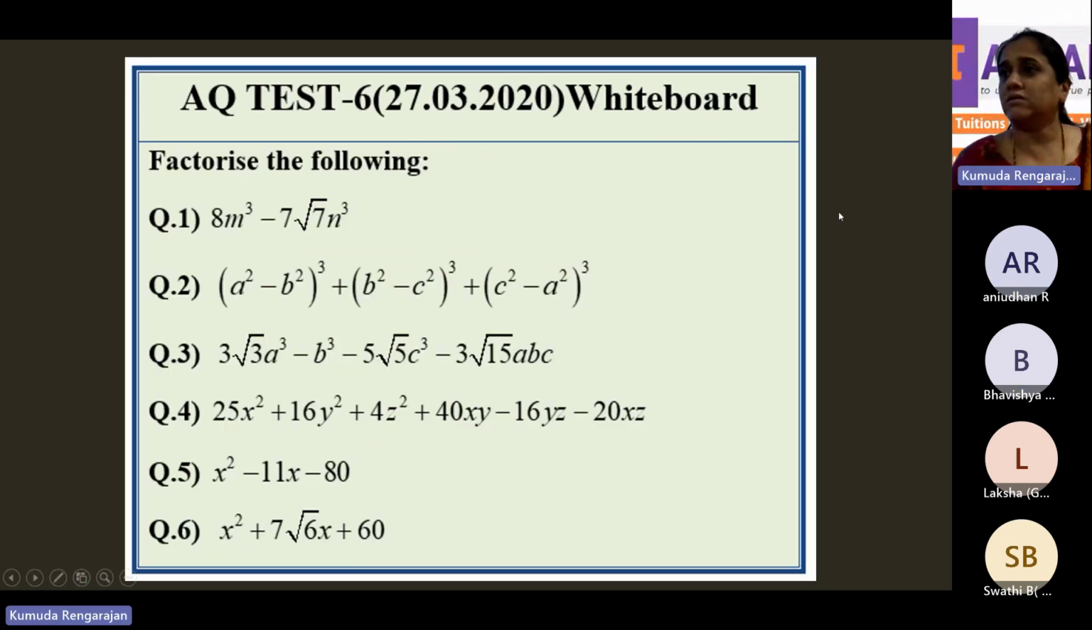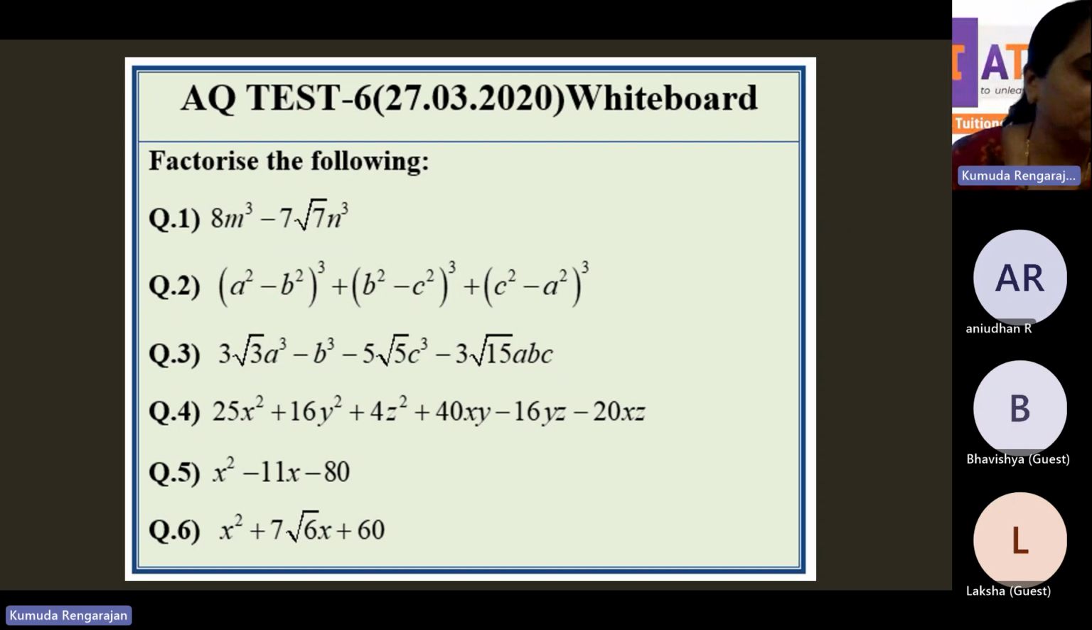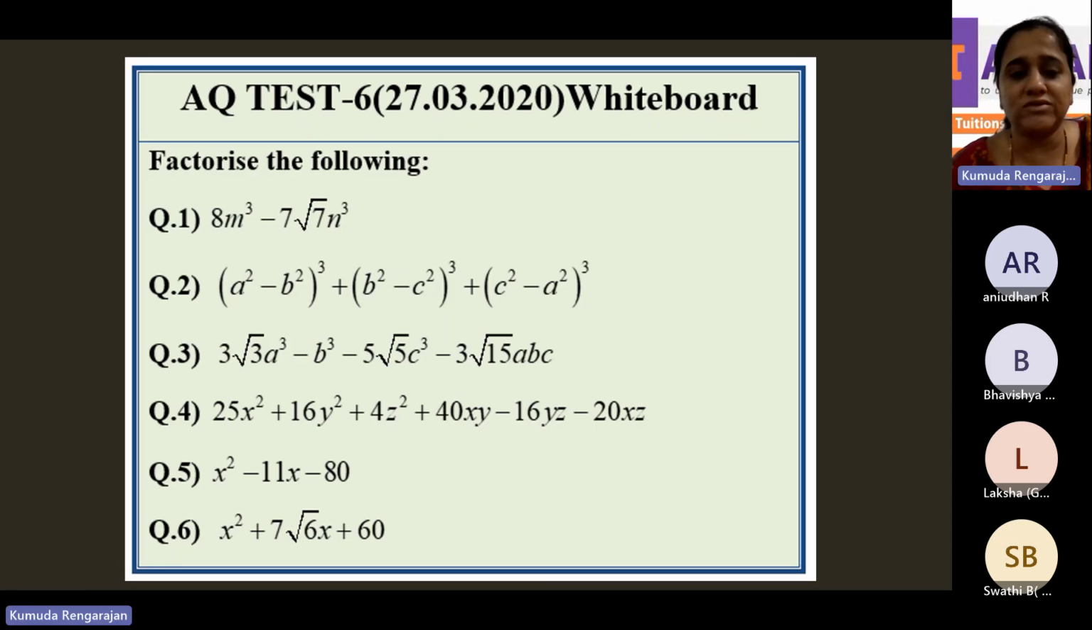Fine. First, we'll recollect the identities which we'll be using in this chapter, and proceed to answer these questions. Can you see 6 questions on the screen, children? We'll discuss the identities one by one. We'll just discuss an identity and see how it is applied in characterizing an expression. So the first one. See the first one here.